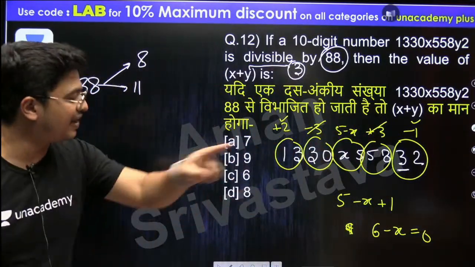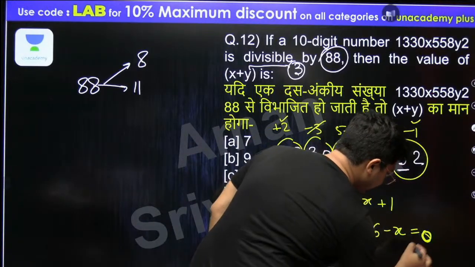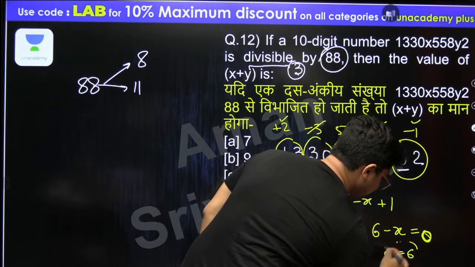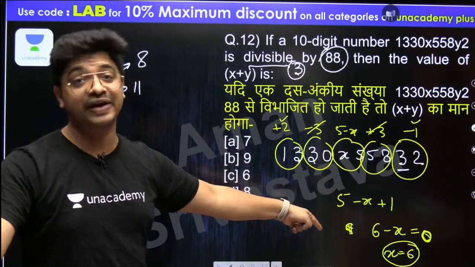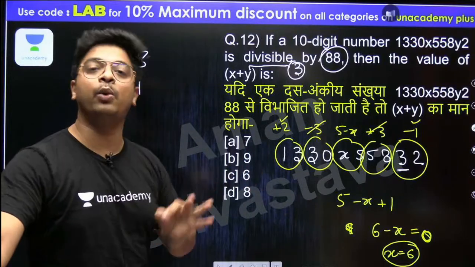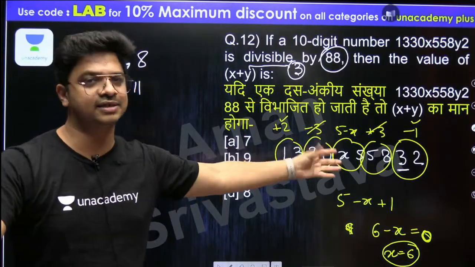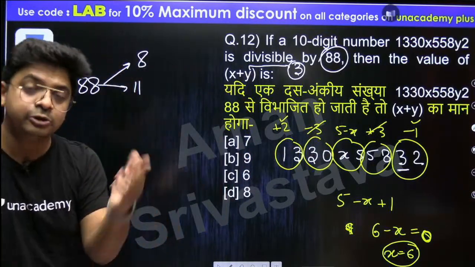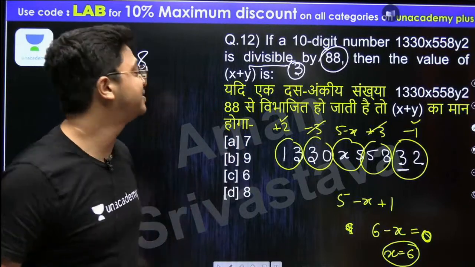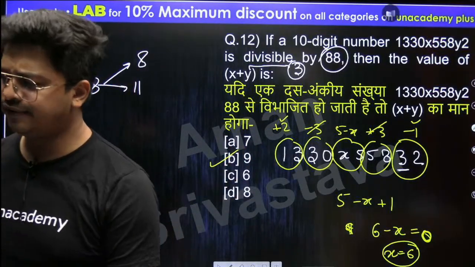Now can I tell the value of x here easily? Yes, I can easily tell the value of x as 6. If you want 6 minus x to be 0, you must know that the value of x is equal to 6, right? So this is how we proceed with the questions. See how simple, beautiful and elegant the solution is. x is equal to 6 and y is equal to 3, so x plus y is equal to 9. That's my answer. Clear? Wonderful.